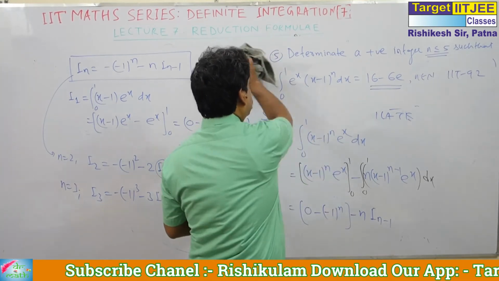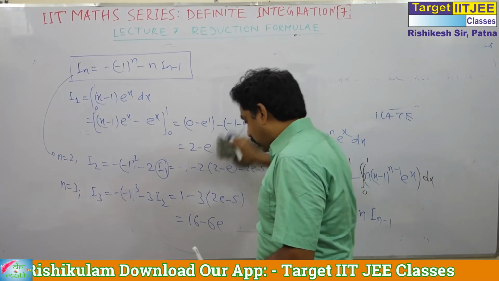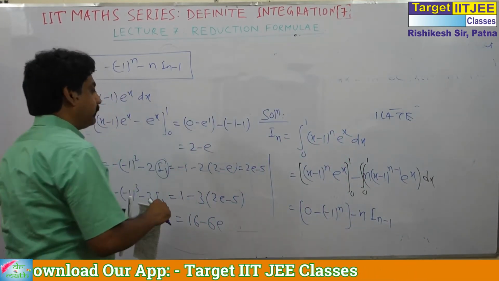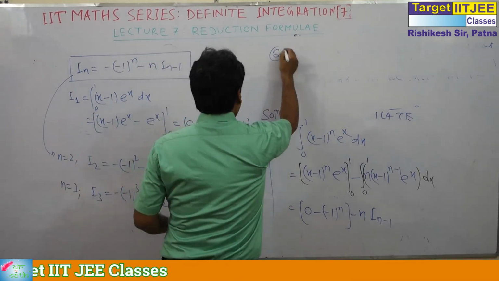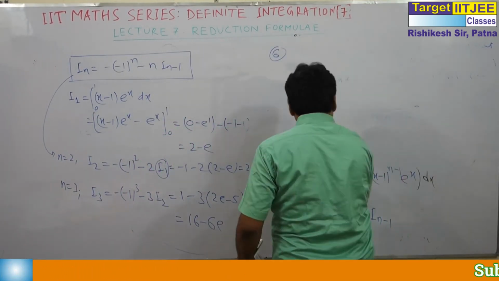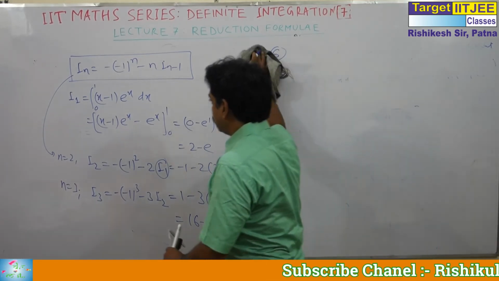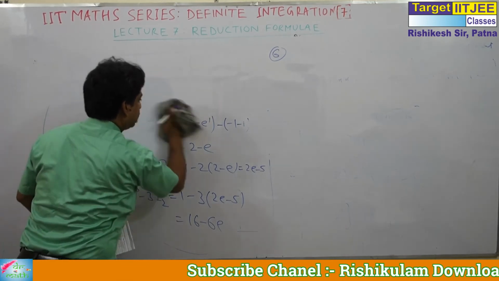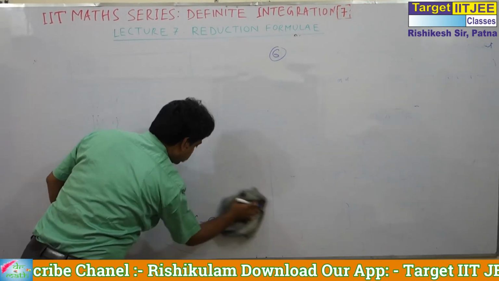Now come to one more question, a very good question. Now I move to this one, which is from question number 6, actually binomial theorem. This is also a reduction formula, but I want to deal with this question in a wider way.